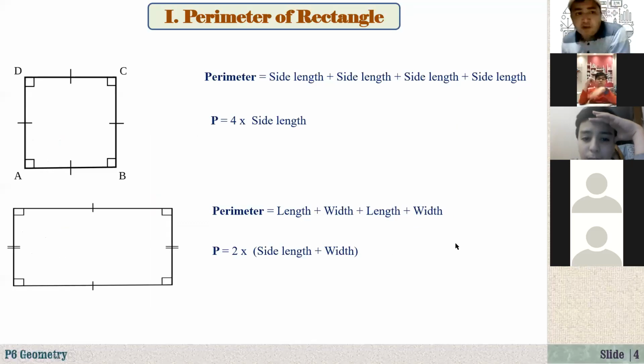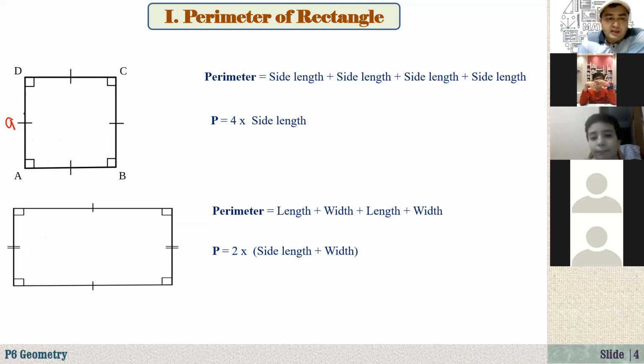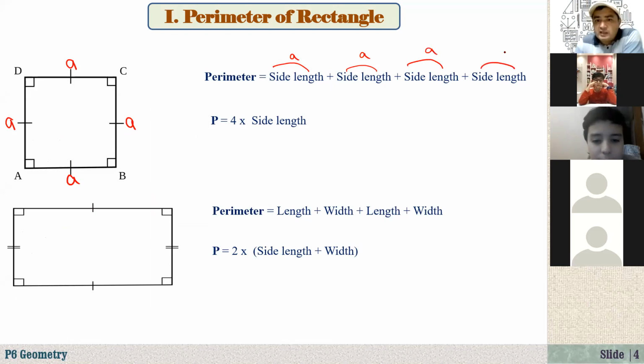So how do you find the perimeter of a square? Suppose that one side of the square is A. All sides are equal, so this is also A centimeters. So side length A plus side length A plus side length A plus side length A is 4A. It's just 4 times A, right? And how about the area? Soon we'll talk about the area.